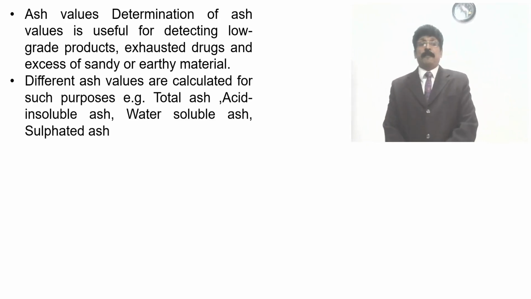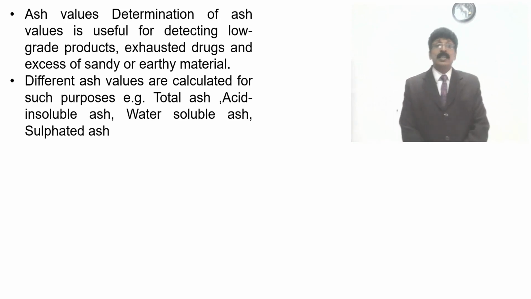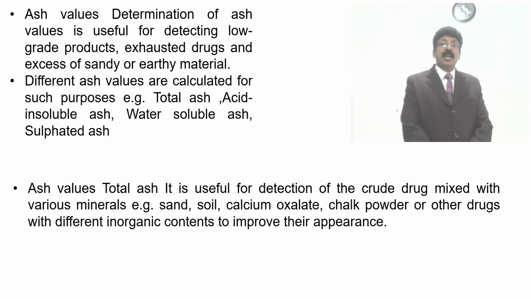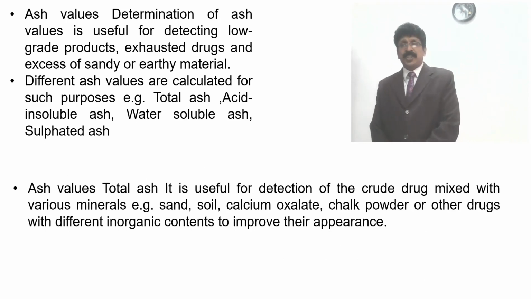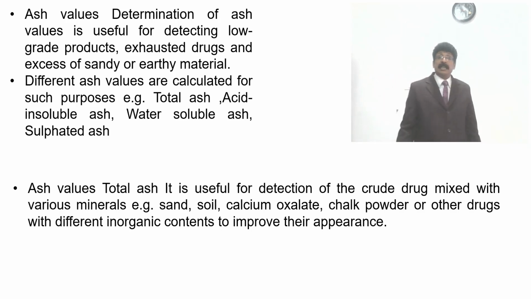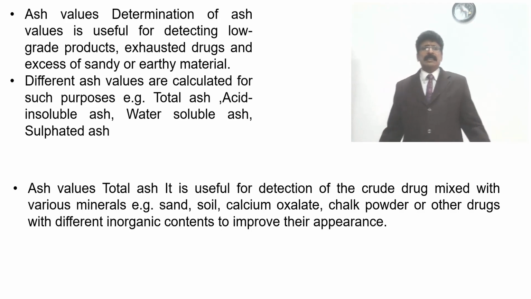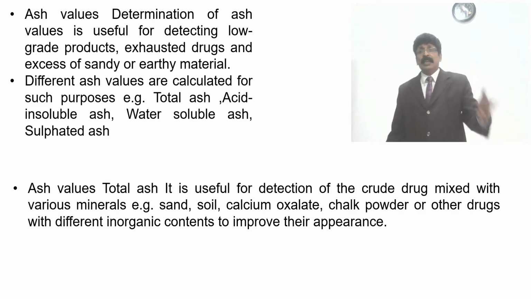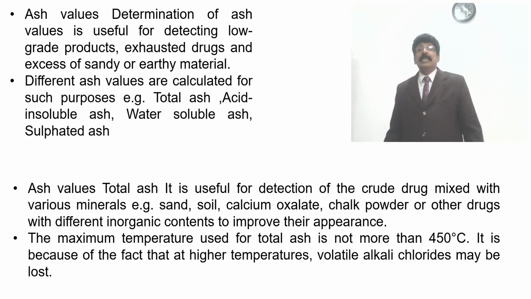The different ash values calculated are total ash, acid insoluble ash, water soluble ash, and sulfated ash. The ash value is the total ash. It is useful to detect crude drug mixed with various minerals like sand, soil, calcium oxalate, chalk powder, and other inorganic constituents added to improve appearance for selling purposes, for profit. They may be added as an adulterant, which can be identified by means of the total ash value.